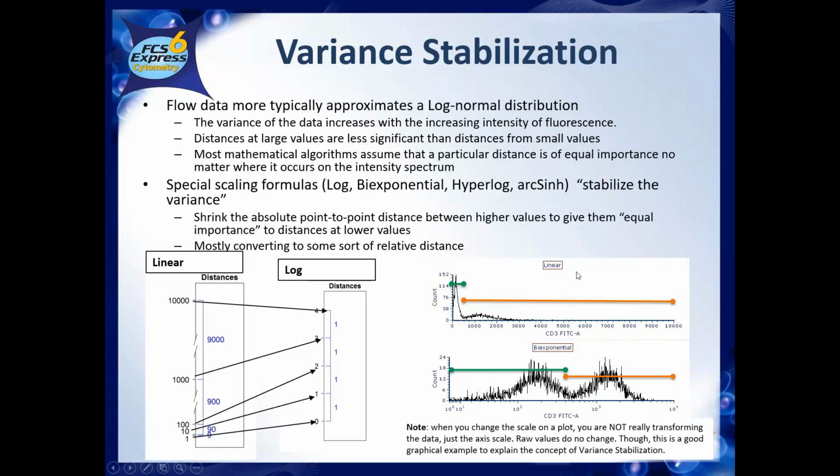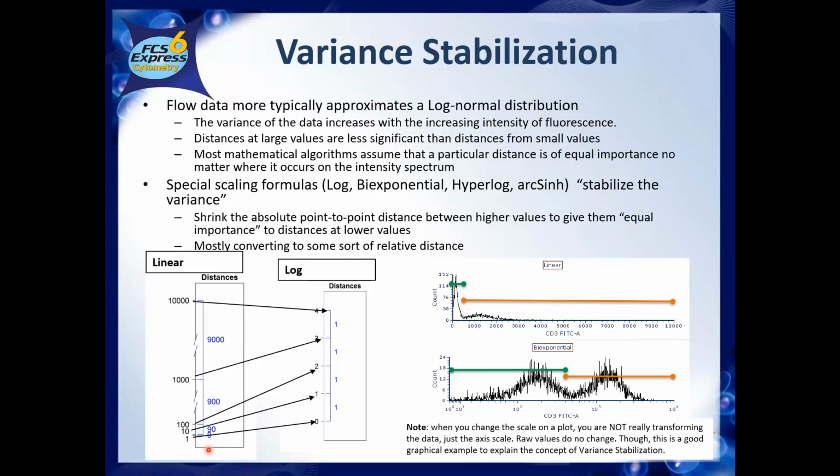I have to mention that when we are doing this on plots, we are not really transforming the data. We are just applying a different scale on our plot. So basically, if an event has a value of 1,000 here, it will still have a value of 1,000 after applying the scale to the axis. But for transformation, we need to transform the raw data.